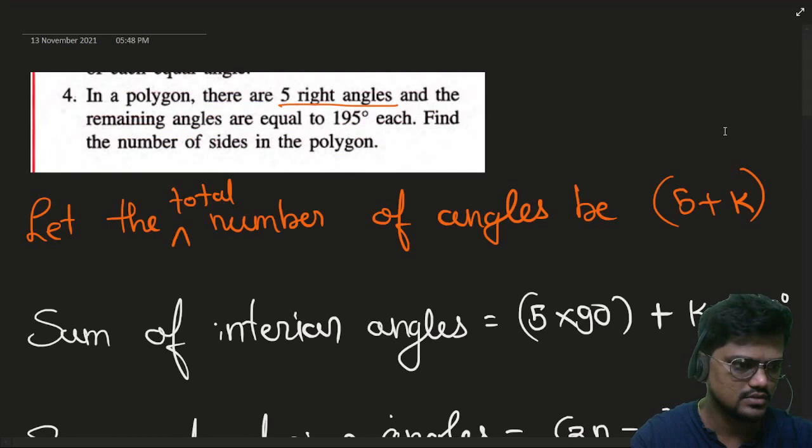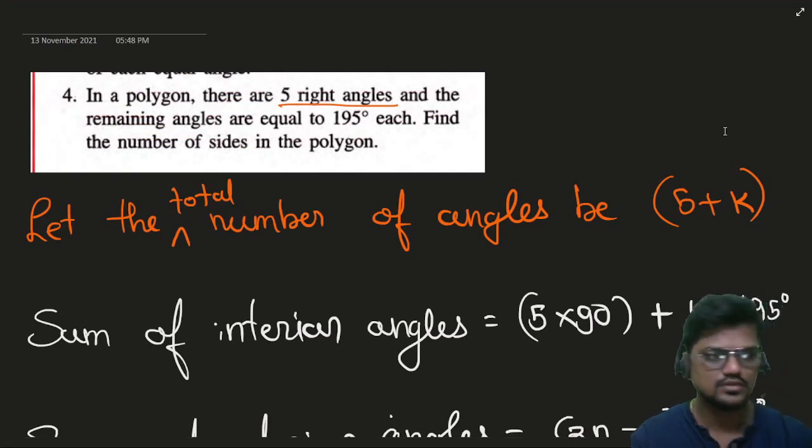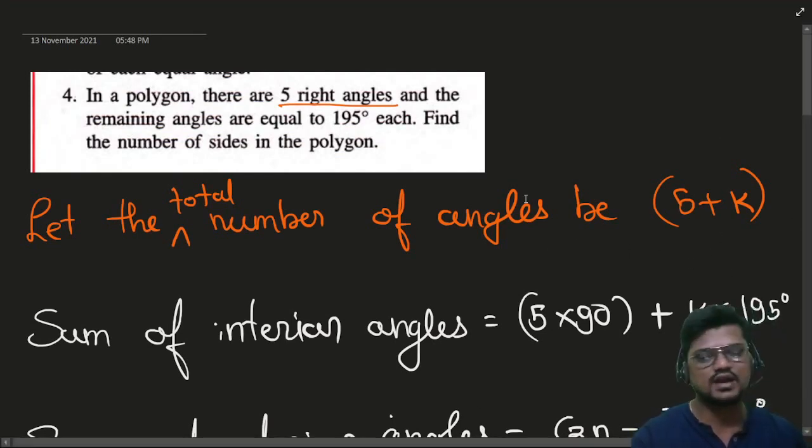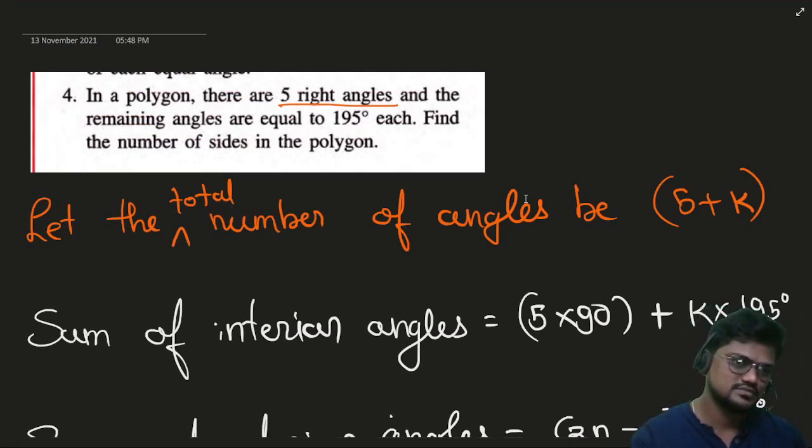Sir, a polygon with 11 sides will be called what? There is some name. For 12 sides, it is dodecagon. For 11 sides also there is some name, I don't remember it. For 10 sides, sir, it is decagon. More sides can't be there, na? It can be there. A polygon with infinite sides is also there. You know it. What is that? Circle. Perfect. Very good. A polygon with infinite sides is a circle.